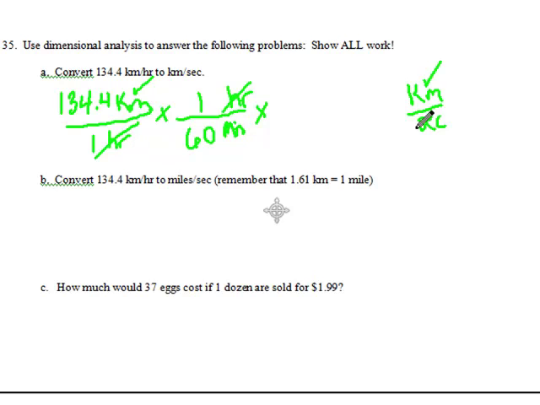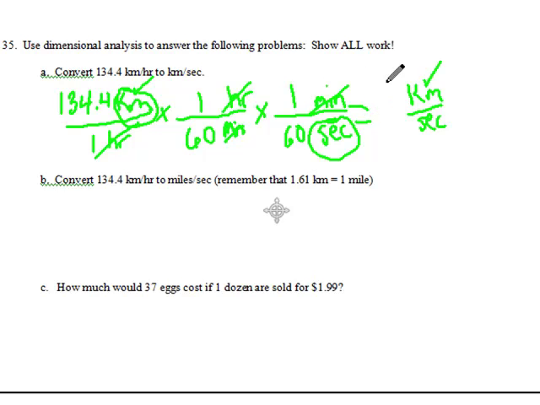It's at least not hours, but it's still not seconds. So we have to get rid of minutes. So we're going to put minutes up here and then seconds down here, because we know a relationship between minutes and seconds. So hopefully you know that 1 minute is 60 seconds. And then you are left with the two units that you want. Kilometers on top, that never canceled out, and seconds on the bottom, which is what we want. So now to do the math. Remember, anything on top you're going to multiply, and anything on the bottom you divide. So 134.4 times 1 divided by 60, times 1 divided by 60, then hit the equal sign on your calculator.